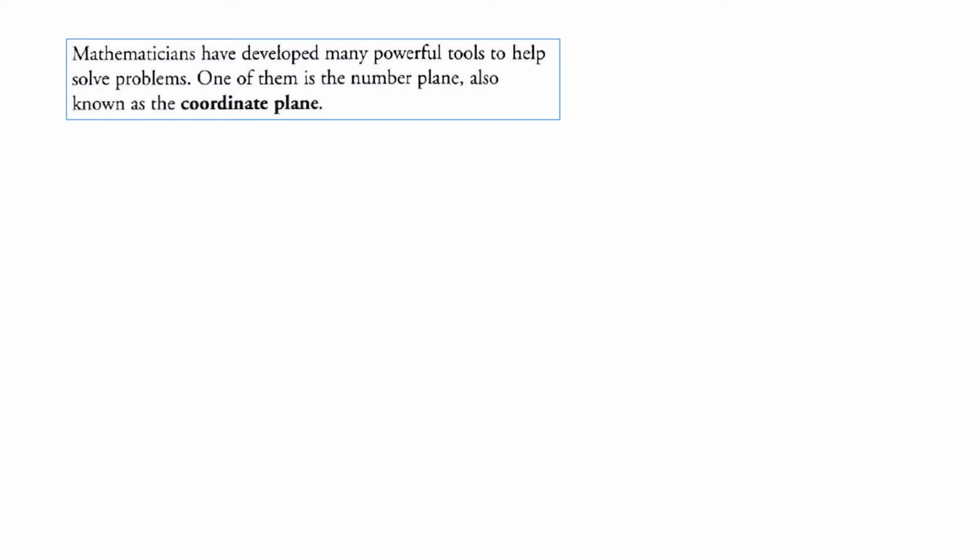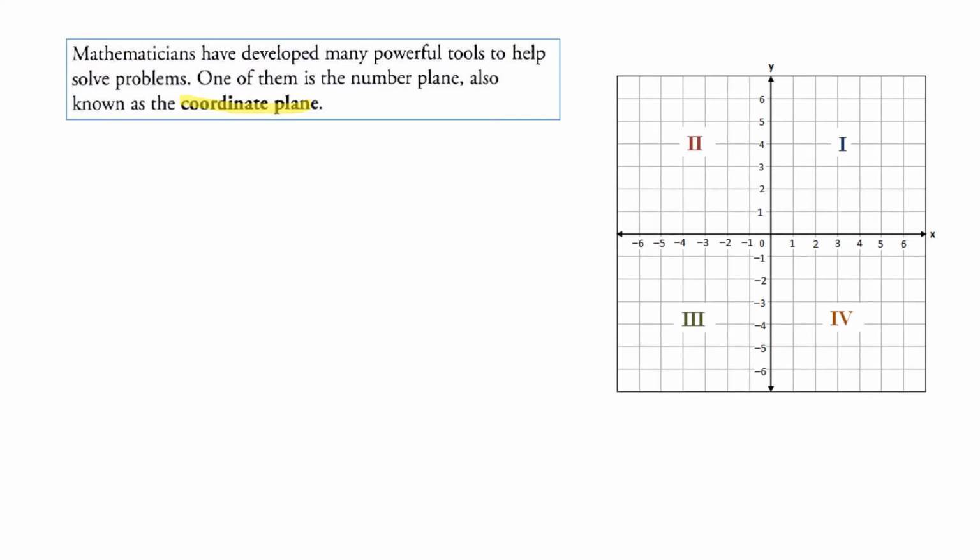Mathematicians have, so this is on your handout now. So now you can start looking at your handout. I'm reading the very top paragraph. Mathematicians have developed many powerful tools to help solve problems. One of them is the number plane, also known as the coordinate plane. So we're going to do some highlighting here. The coordinate plane, I'm going to highlight that. The coordinate plane is this thing right here. That's the same thing as what we called the Cartesian plane earlier. It's also called the coordinate plane because we put coordinates on it.